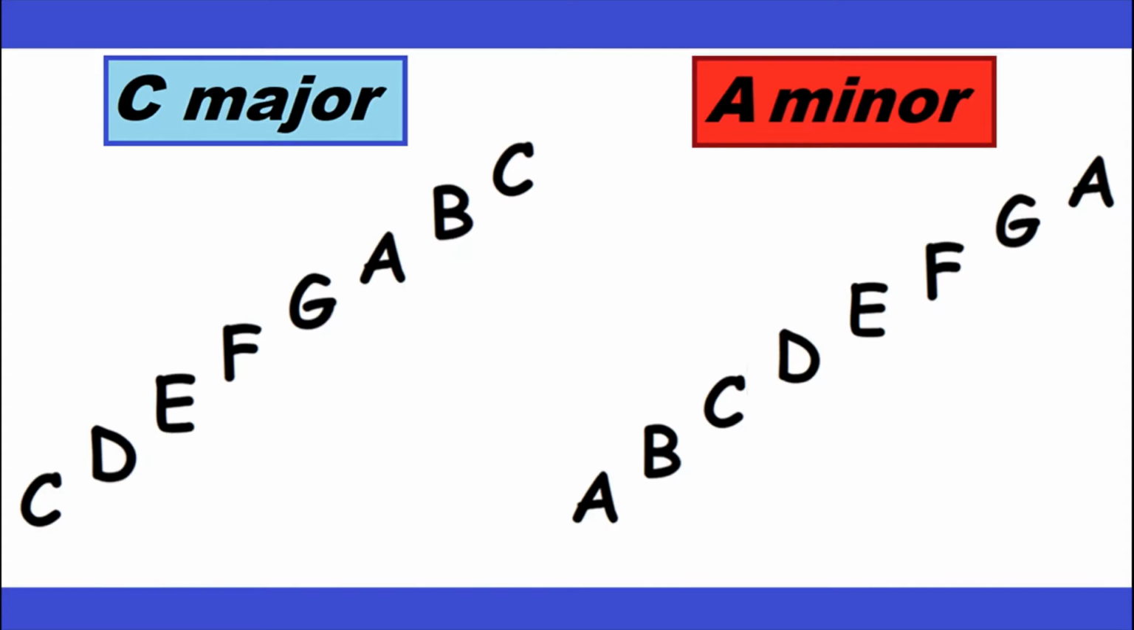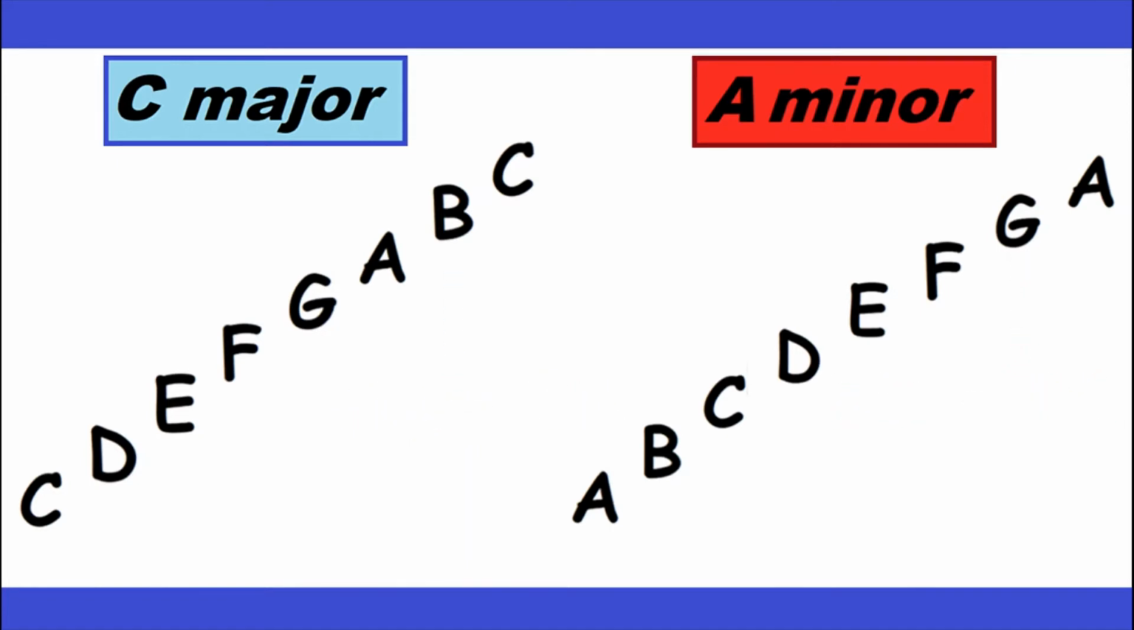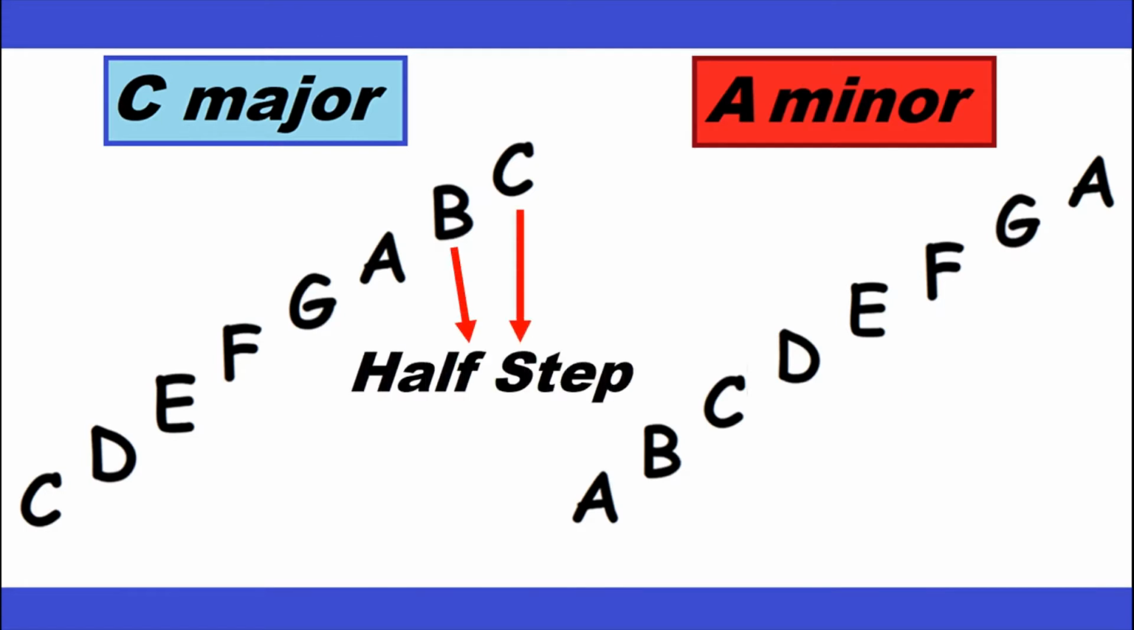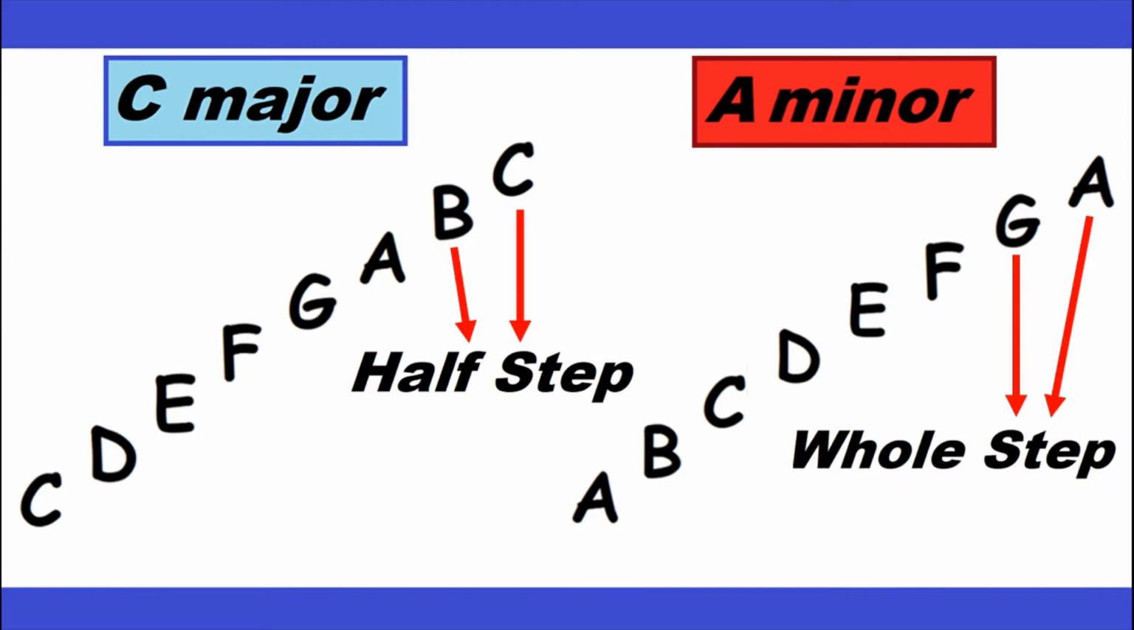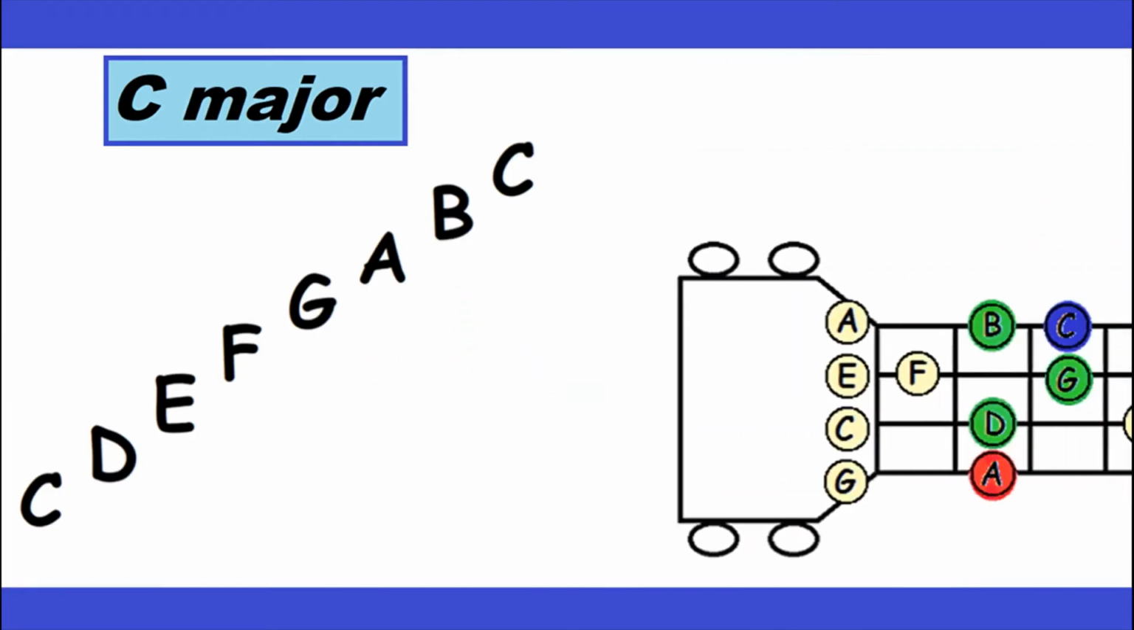In our C scale, that B would be called a major 7th, and in A minor, the G would be a minor 7th. And here's where knowing what half and whole steps are really helps. A major 7th interval is a half step underneath the root note, and a minor 7th is a whole step underneath the root note. Now, for this next part, we just need our C major scale.